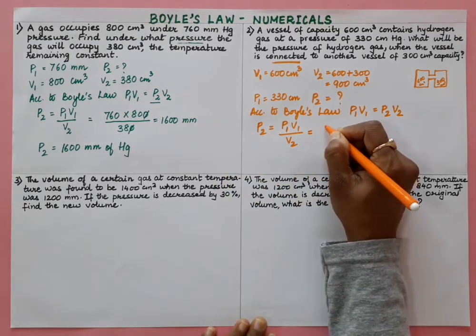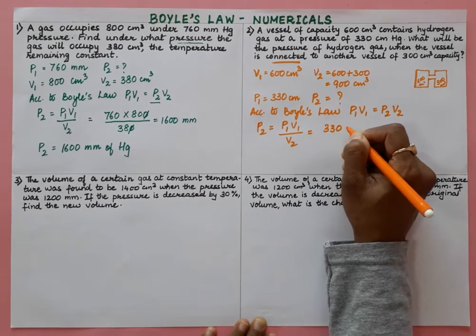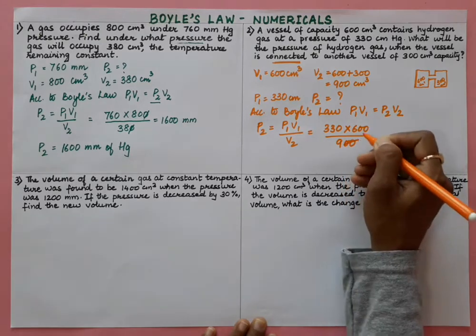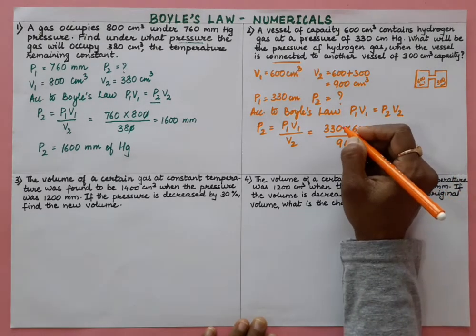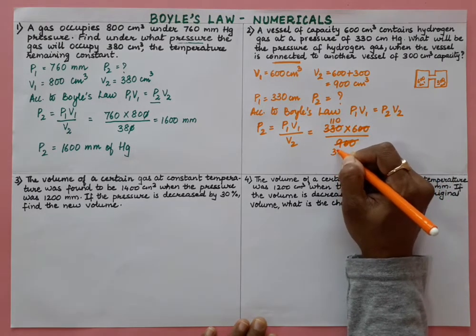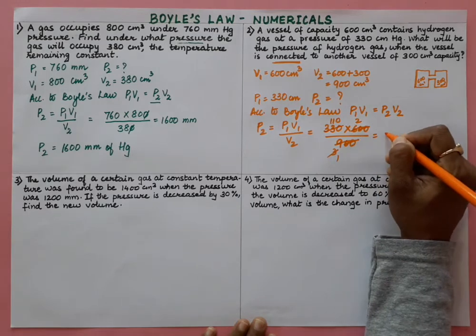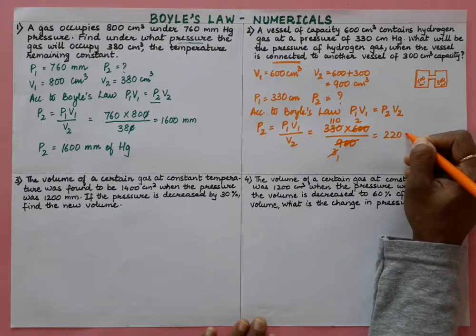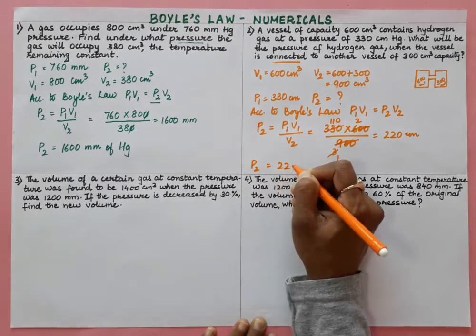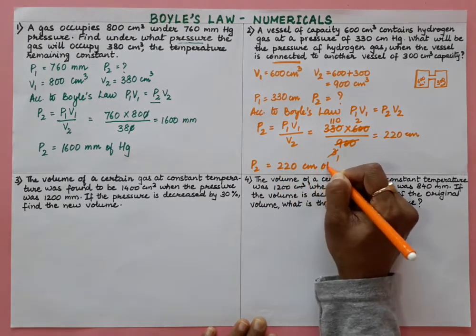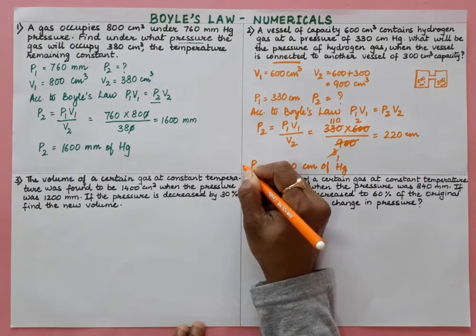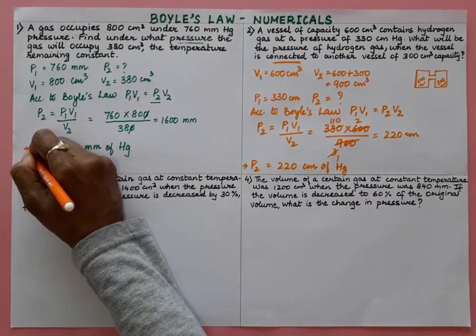Substitute the values, 330 into 600 upon 900. So this will get cancelled, and then you will have 3 ones are 3, 3 ones are 0 here, 3 threes are 3, ones are 3, twos are... So you are getting 220 centimeter pressure. So P2 is equal to 220 centimeter of Hg. This is the answer, right? So your answer is this. Here this is the answer, right?